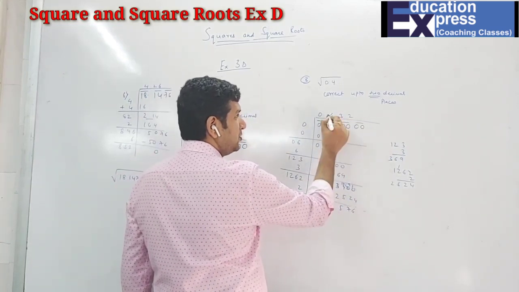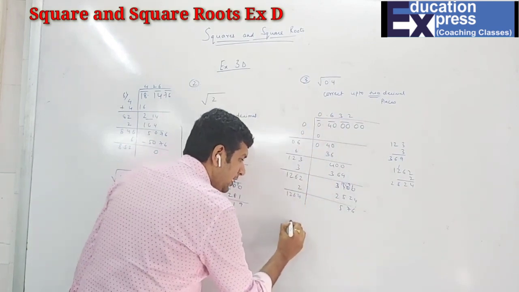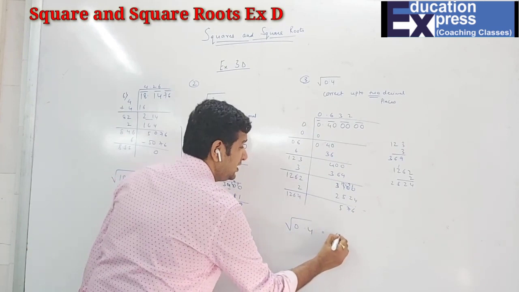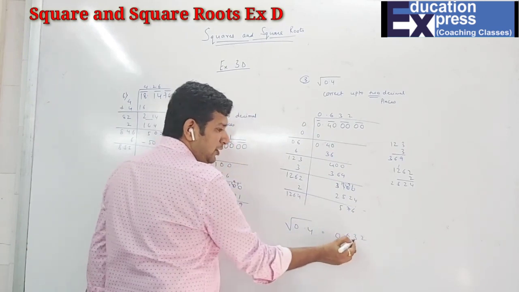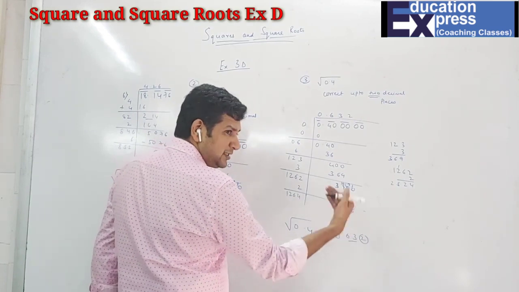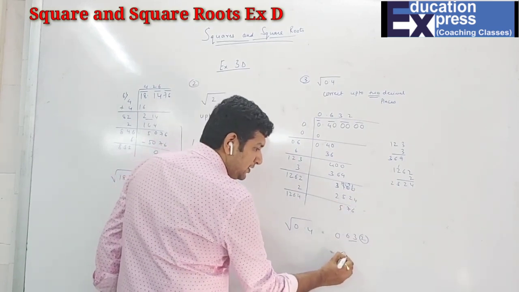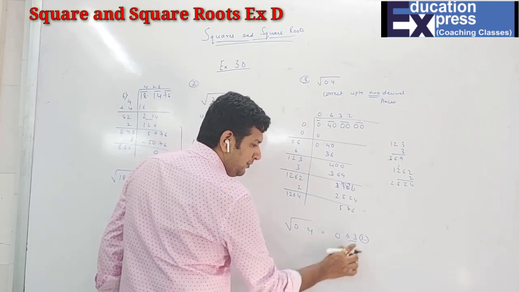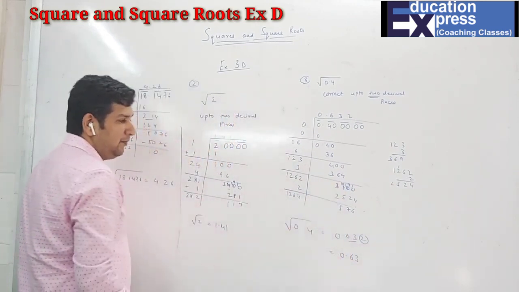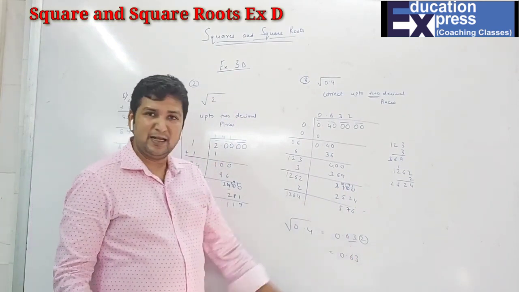After 3 pairs, here the decimal will come. So root 0.4 is 0.632. I want to correct only up to 2 decimals. So can I see the third one is less than 5? So I can just remove it like that only. The answer will be 0.63. If this number would have been 5 or more than 5, then I would have increased this number by 1. But here obviously I keep it as it is because it's less than 5.